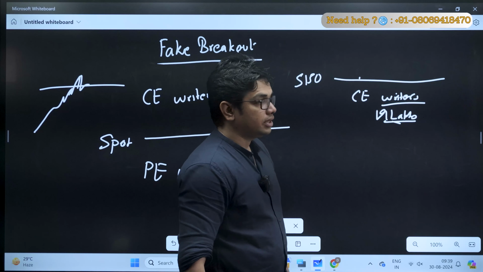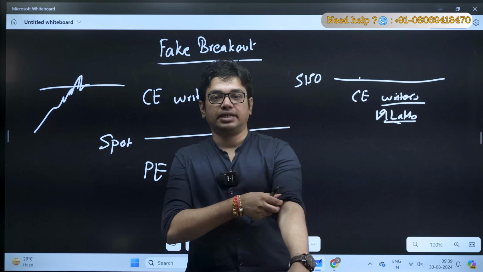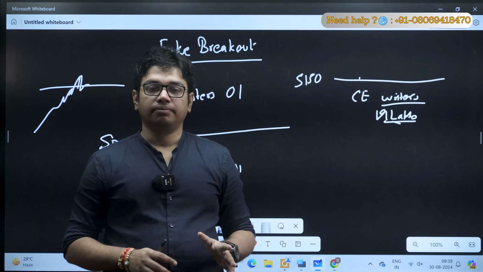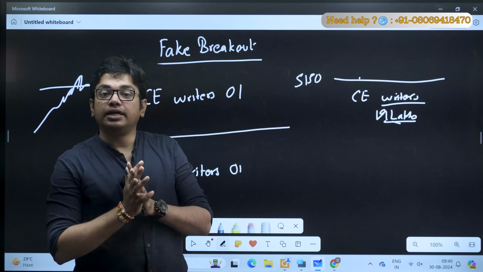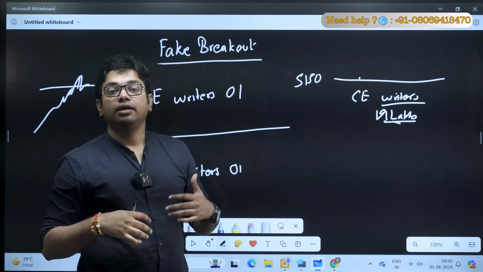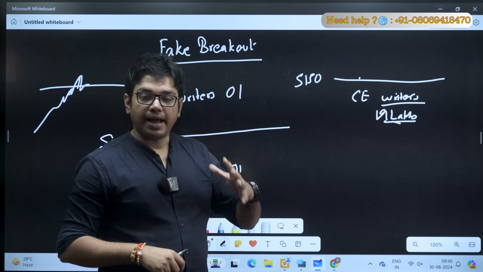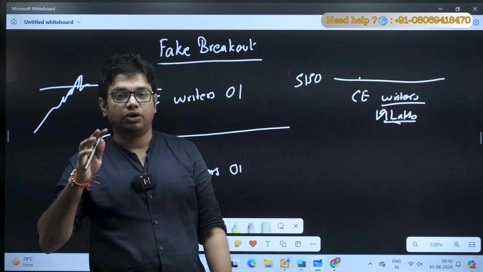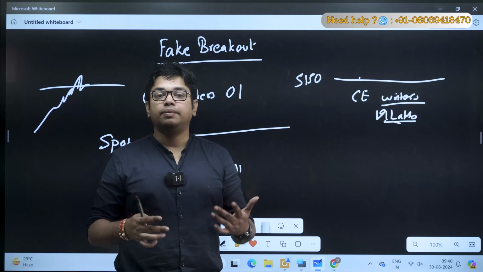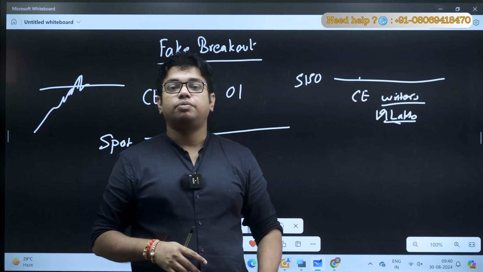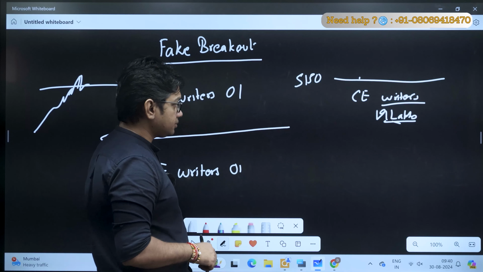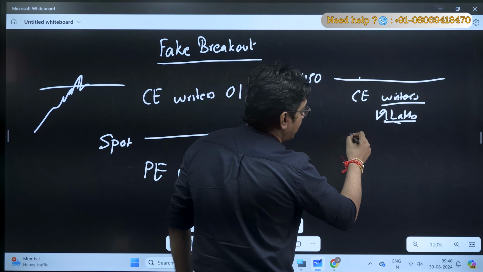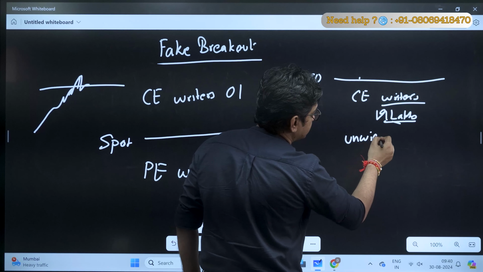Now the writers who are present there, they will generate either fear or confidence. If they are generating fear, if they are getting the fear that this Bank Nifty might go beyond this level and I will face huge losses, because as an option writer I have unlimited loss potential and limited profit potential, then what they do is start unwinding their position.